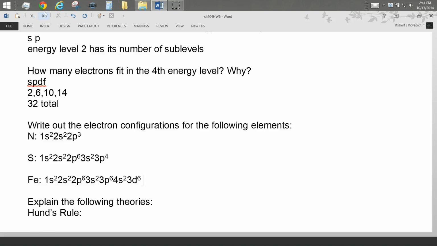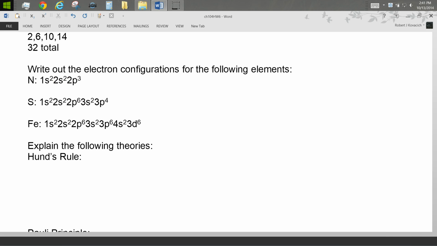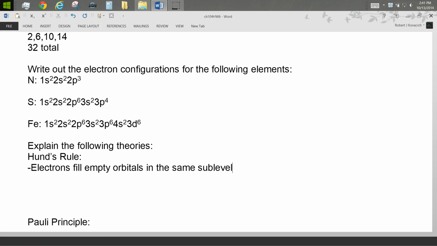Okay. Hund's rule, what do we have for that one? That electrons fill empty orbitals in the same sublevel before combining electrons in the same orbital. That sounds great. I'm sorry, fill empty orbitals in the same sublevel before doubling up in orbitals.